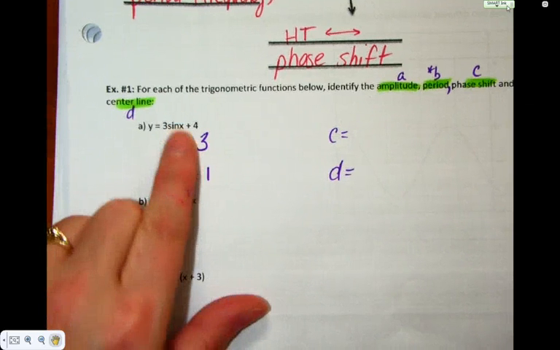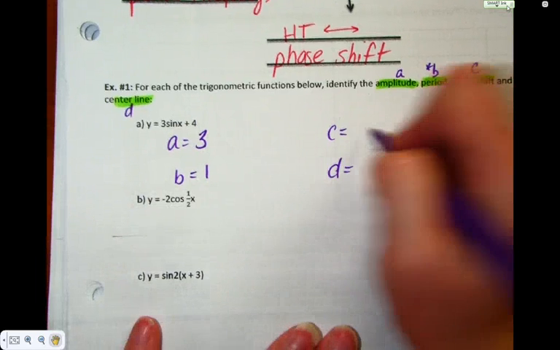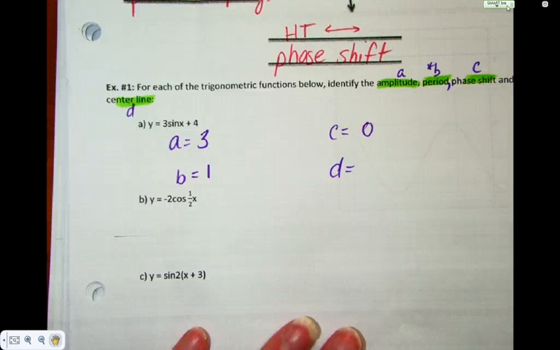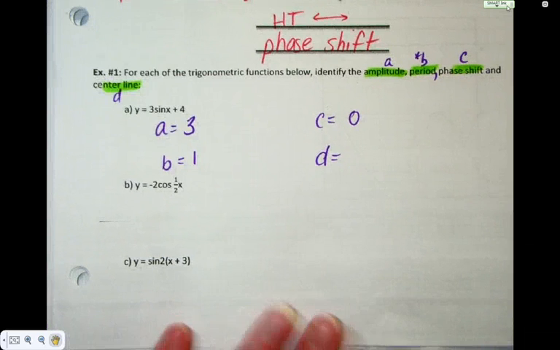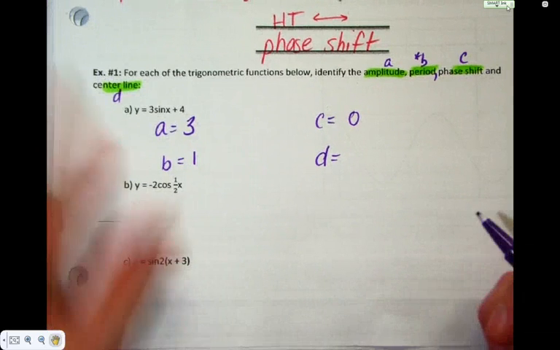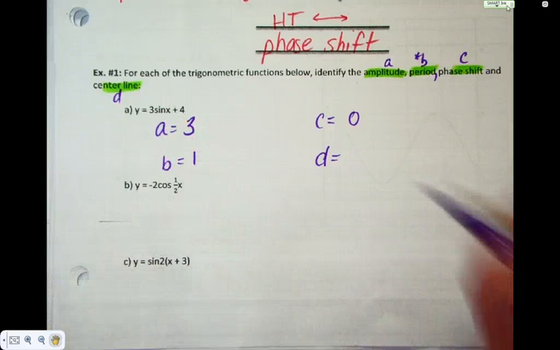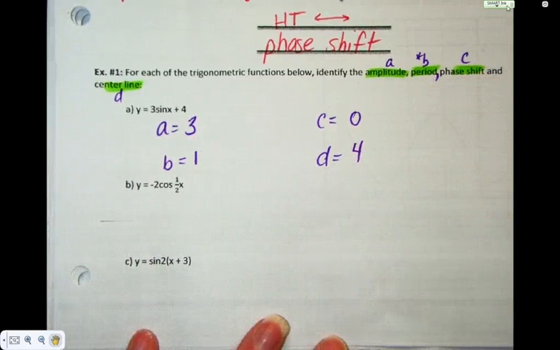C will also be inside the brackets, and it's a subtraction or an addition. Do we have an addition or subtraction inside brackets? So that means that the C value is 0. Or we say the phase shift is 0. And D is at the end of the equation, the addition or subtraction, so our center line is 4.